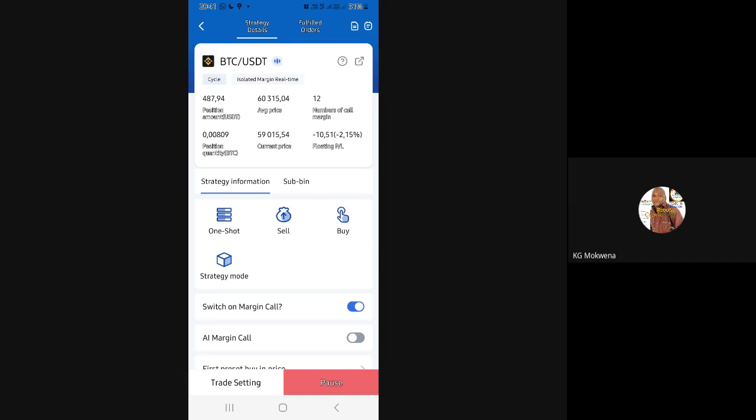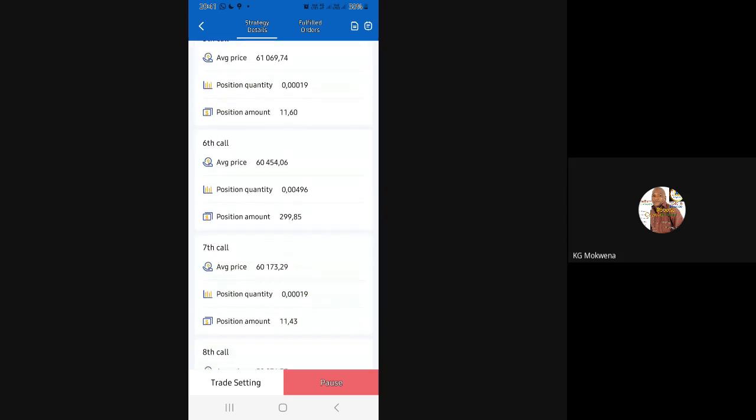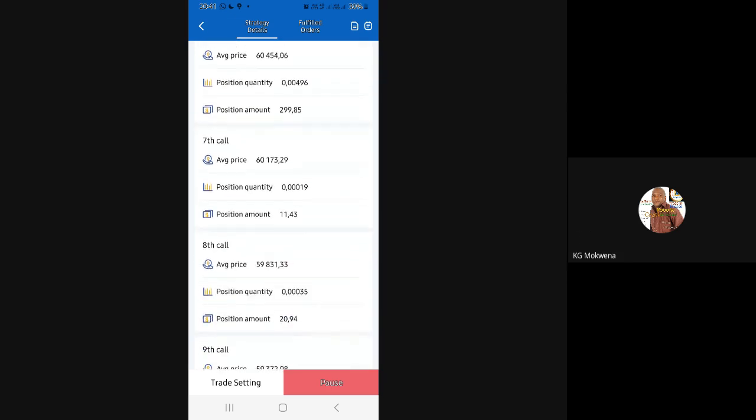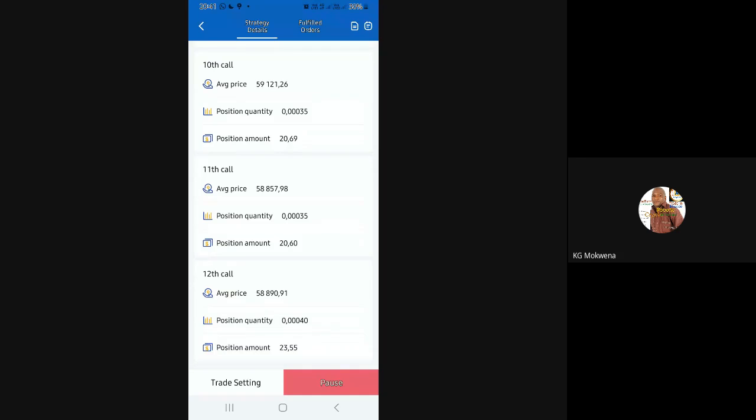At the moment, business partners, look at that. We have already $487 in this market. Can you please click on the sub bin, and let's check the position that has a bigger amount of money. What position is this? The one that is carrying a lot of money. We want that margin call. Which margin call has more money? There's nothing below 12. Yes, that's it.